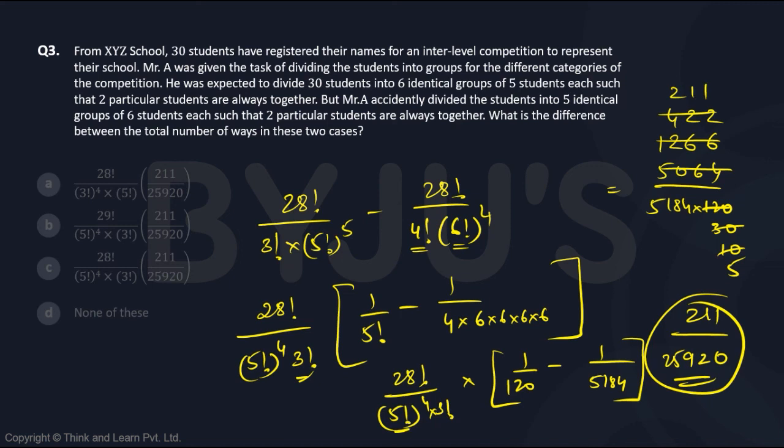Now outside we are looking at 5 factorial to the power of 4 and 3 factorial. But this is 29, this will not work. This is the correct answer: Option C.